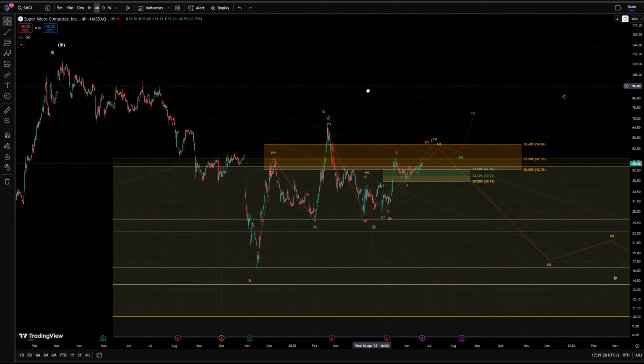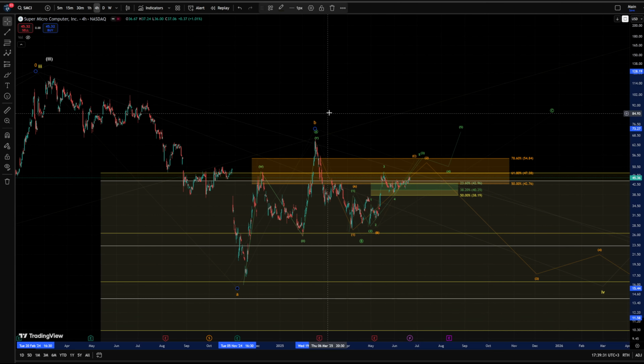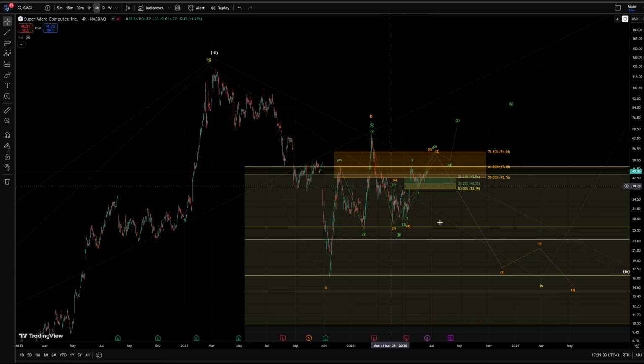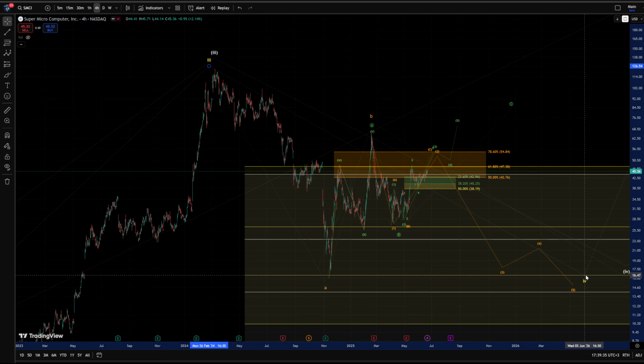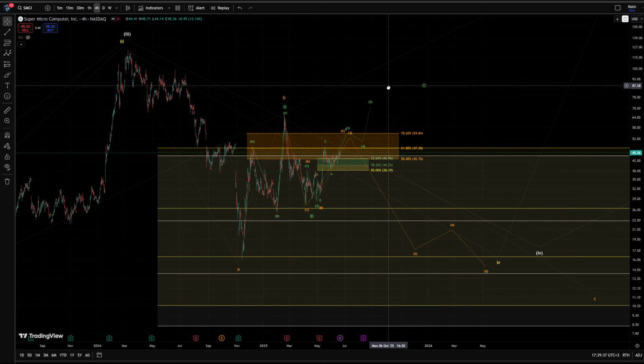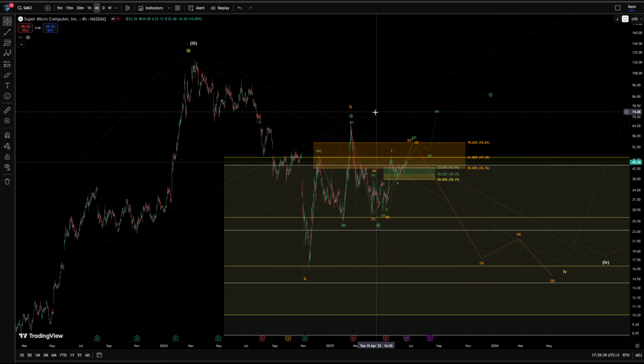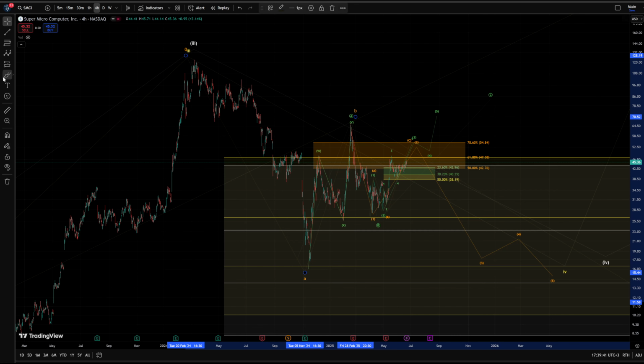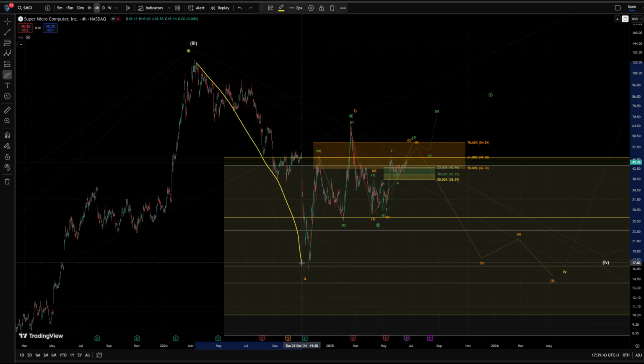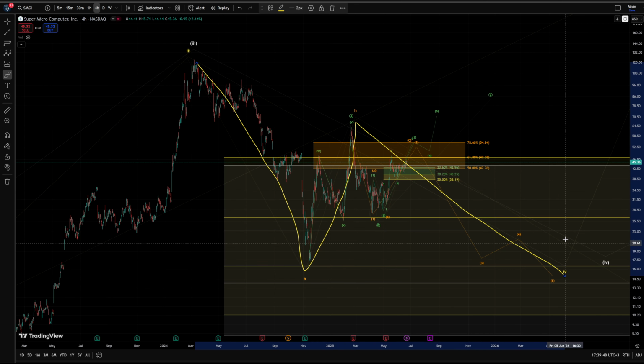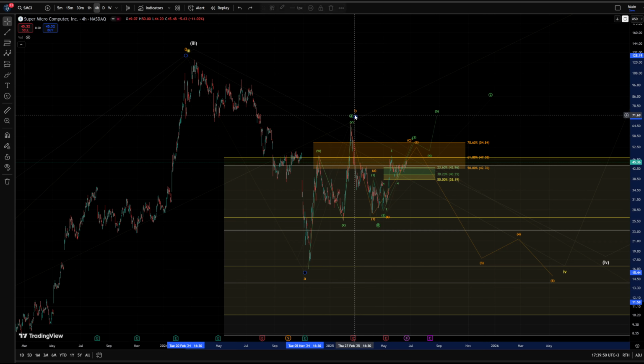Now we do also have the orange scenario, where this correction in this fourth wave that we would be tracking either in white or in yellow is not actually finished yet, and we have only completed the wave A to the downside, and then the wave B up, and then the C wave to come. One possibility is that the B wave has completed here.